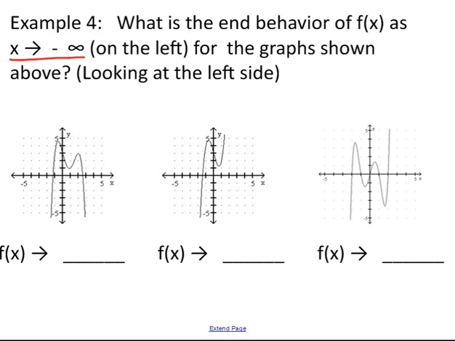Example 4, what I'm looking for is x approaching negative infinity. X approaching negative infinity is the left side of the graph. So what is my y value doing on the left side of the graph? In this first example, my y value is going down on the left, so my f of x is approaching negative infinity. The middle example, my y is going down on the left, so negative infinity. And the last example, my y is going down on the left, so this one is also f of x approaches negative infinity.